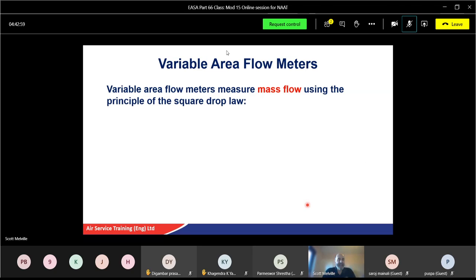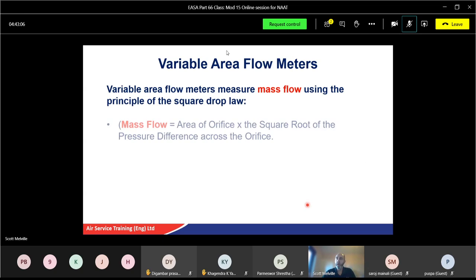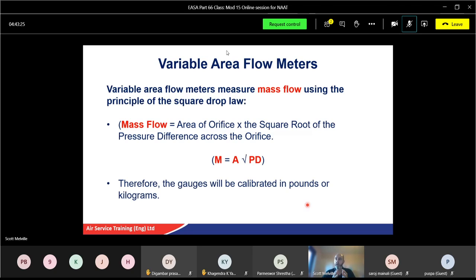Then we've got variable area flow meters. There's a couple of types of these ones. The principle of what's called the square drop law. In other words, mass flow equals the area of the orifice, or the size of the gap, multiplied by the square root of the pressure difference across that gap. So we end up with a little formula of mass equals area multiplied by the square root of the pressure drop. Okay. Therefore, the gauges will be calibrated in pounds or kilograms in this type.